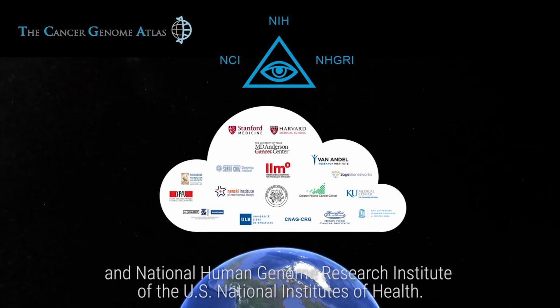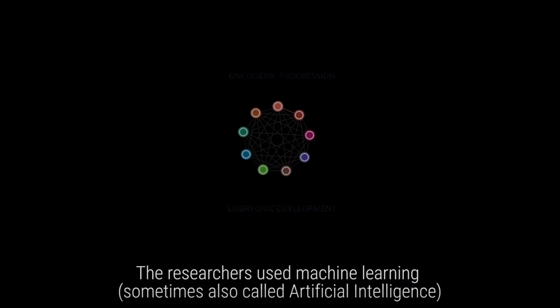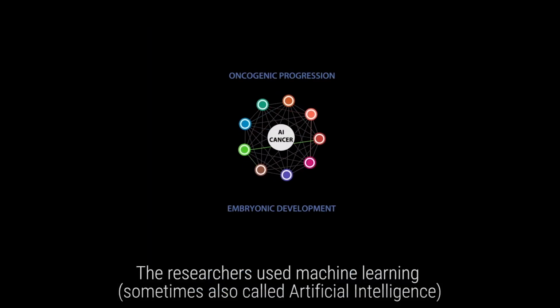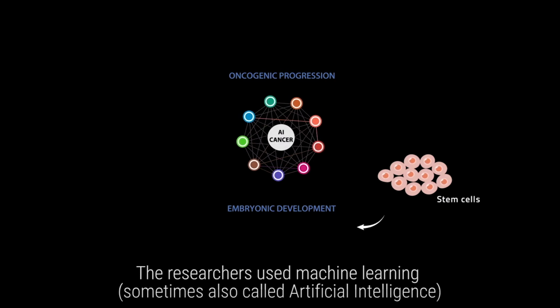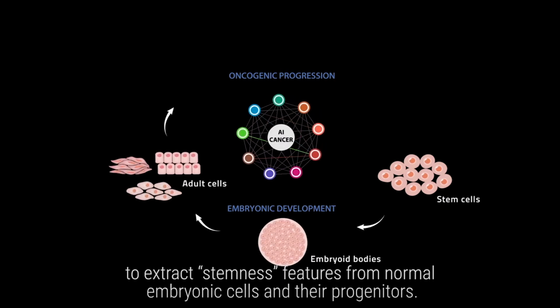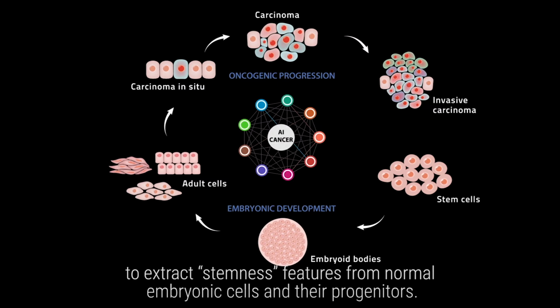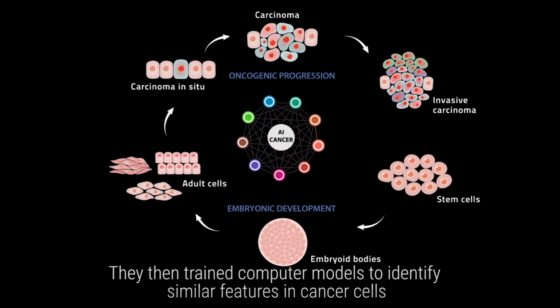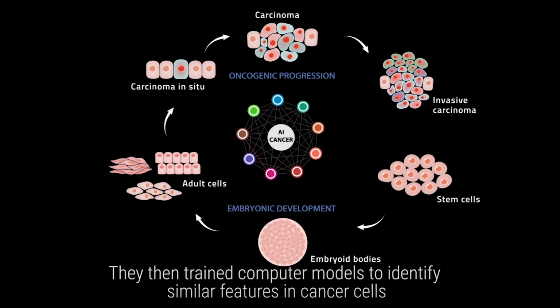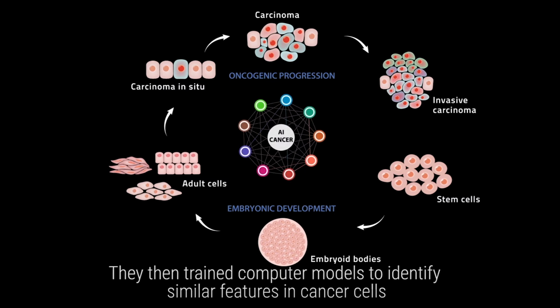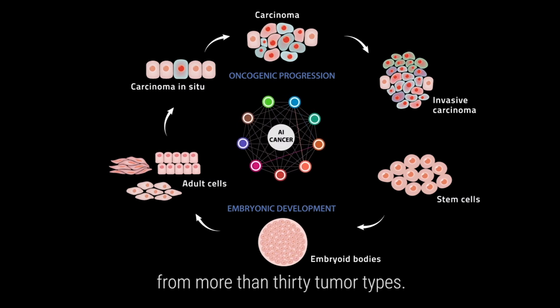National Institutes of Health. The researchers used machine learning, sometimes also called artificial intelligence, to extract stemness features from normal embryonic cells and their progenitors. They then trained computer models to identify similar features in cancer cells from more than 30 tumor types.